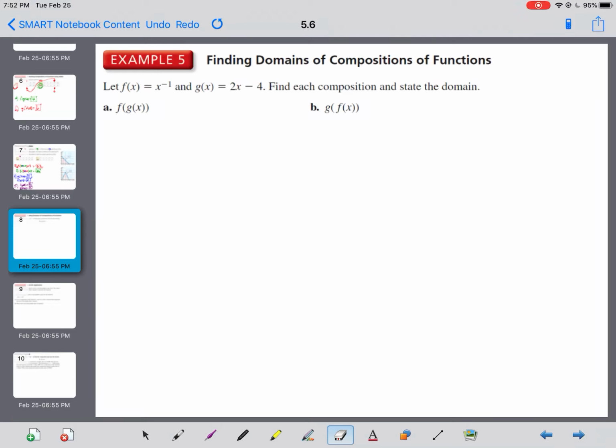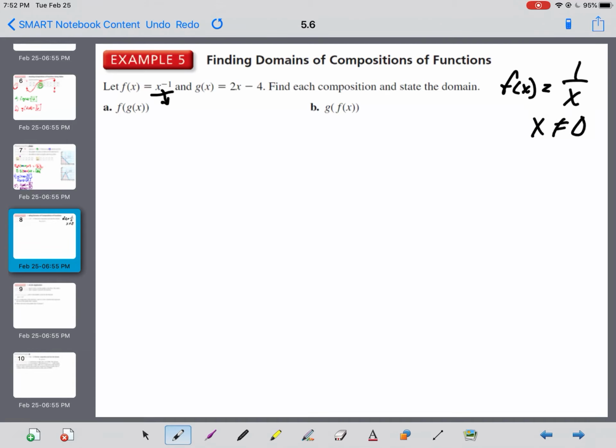Now, let f of x equal x to the negative 1 and g of x equal 2x minus 4. Find each composition and state the domain. Now, what we have to be careful of is what that means. So let's redefine f of x. Okay? F of x is actually 1 over x, because that's going to drop. Now this has a problem.